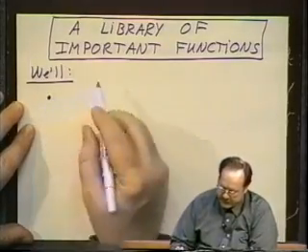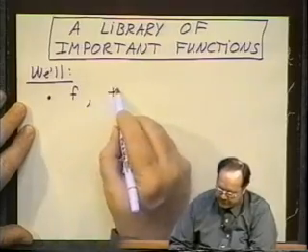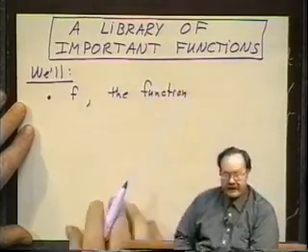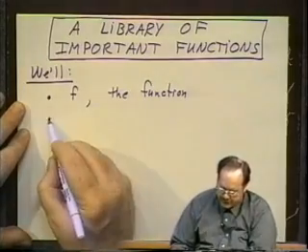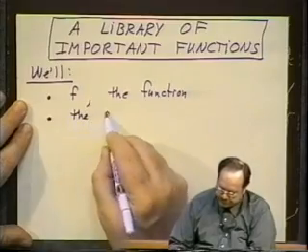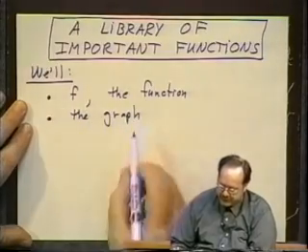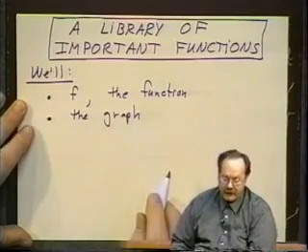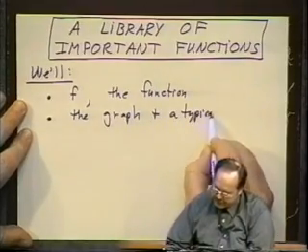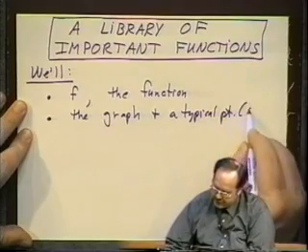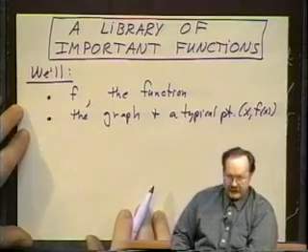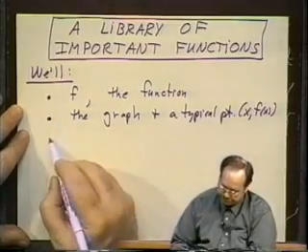Well, the first thing you will see is f, the function. I will give you the name of the function and its actual form. These will all be nice algebraic forms. The second thing we will look at, because it's very important to visualize the function, is the graph and what a typical point looks like. Now, of course, all the typical points will be of the form (x, f(x)). I'm going to write that down so you can start thinking about it that way.